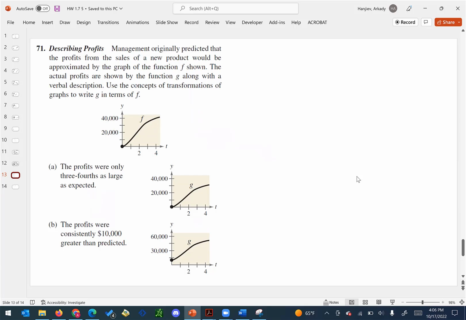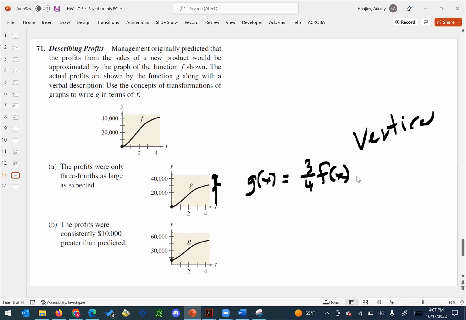Instead of the targets that were there, the profits were only 3/4 as large. When you say 3/4 as large, they're just saying, not up to here. They were down here. So everything was 3/4 as large. So how do we write this? So g of x would be 3/4 times f of x, because notice that this is just a vertical compression. That's what's going on here.